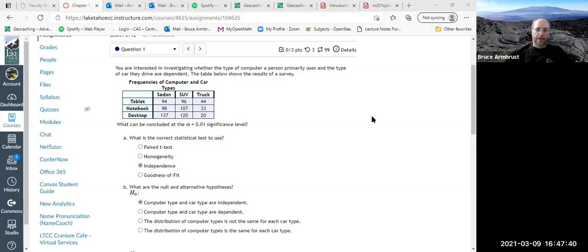All right, good, Willie. It's going to be 4. So rows minus 1 times columns minus 1, since there are 3 of each. Subtracting 1 from each is 2. 2 times 2 is 4. So this one's going to give us a degree of freedom of 4.